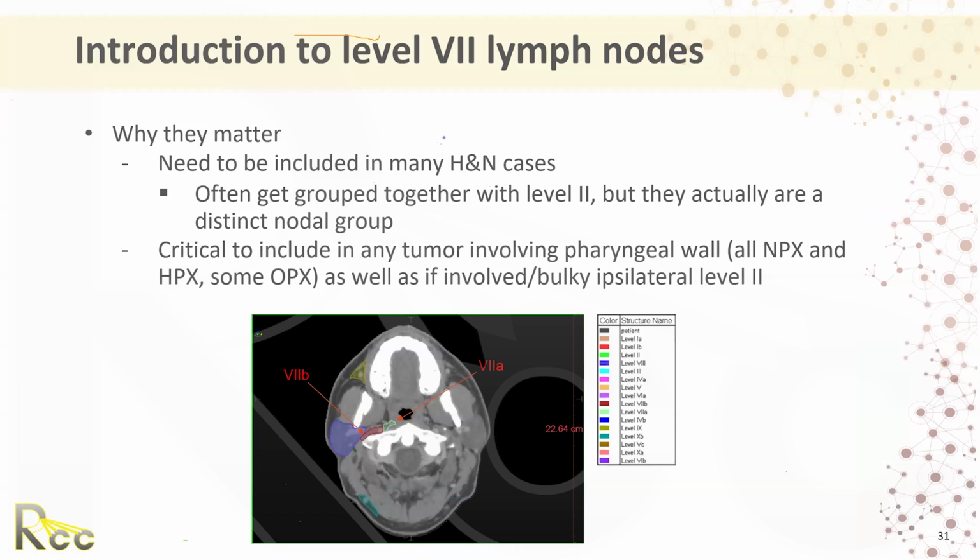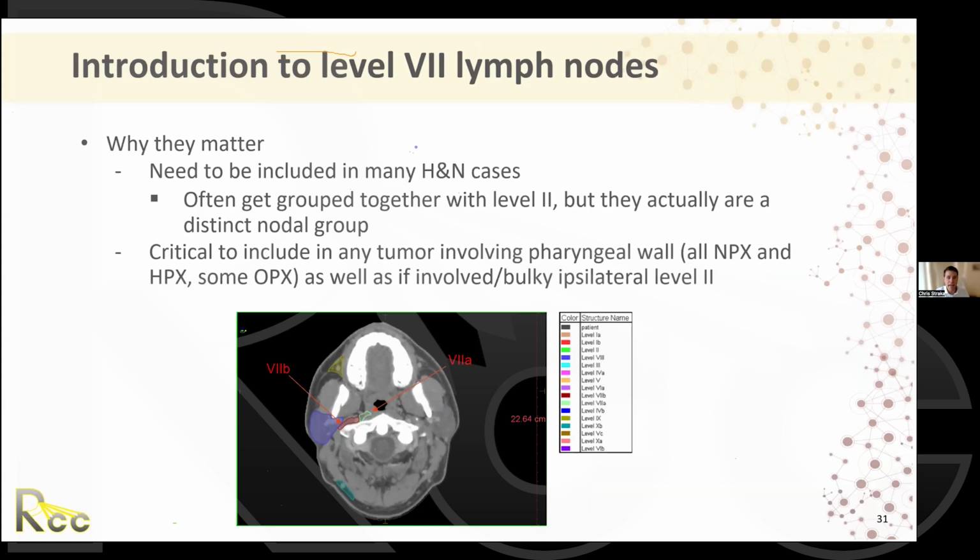So these lymph nodes definitely matter. They need to be included in many head and neck cases. They often get grouped together with level 2, but they are actually a distinct node group. These are critical to include in any tumor that involves the pharyngeal wall. So that's going to be all nasopharynx and hypopharynx and some oropharynx. And as well, any tumor subsite that has involved bulky ipsilateral level 2 disease. So we'll talk a lot more about all that.